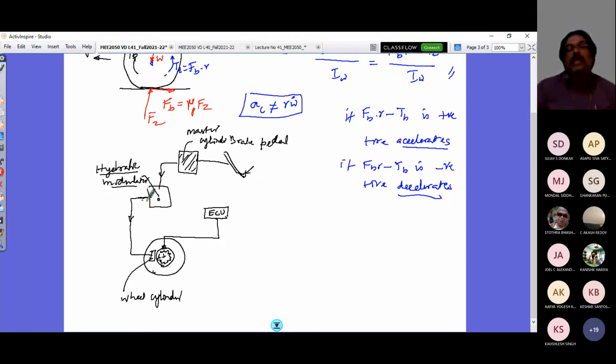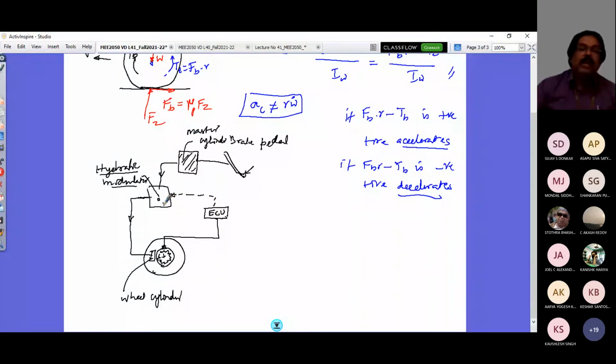Why is this modulator required here? Why can't we connect straight away from here to the cylinder? Because if I do that, whatever pressure is mechanically given by the driver cannot vary. It becomes a passive system. Where the modulator is there, it would accordingly create the pressure required on the wheel cylinder. So how does this modulator work? It gets a signal from this ECU.